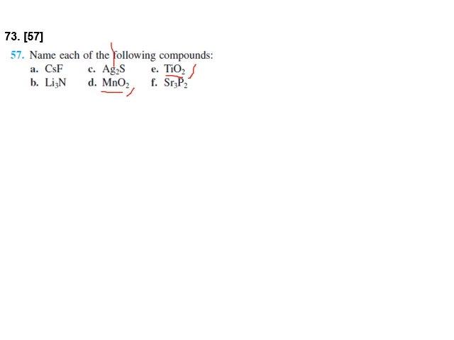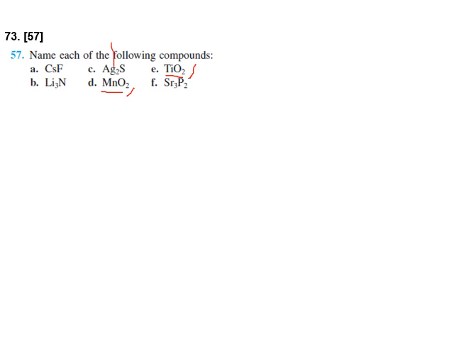All right, so it has to be manganese, open parentheses, Roman numeral 4, close parentheses, oxide. One more time, manganese, open parentheses, Roman numeral 4, and that's to match the +4 oxidation number, close parentheses, oxide. And then for E, it would be titanium 4 oxide. Titanium, Roman numeral 4 in parentheses, oxide.